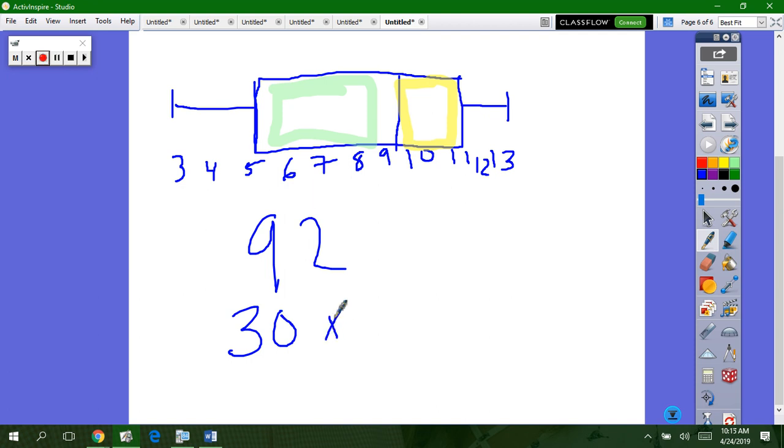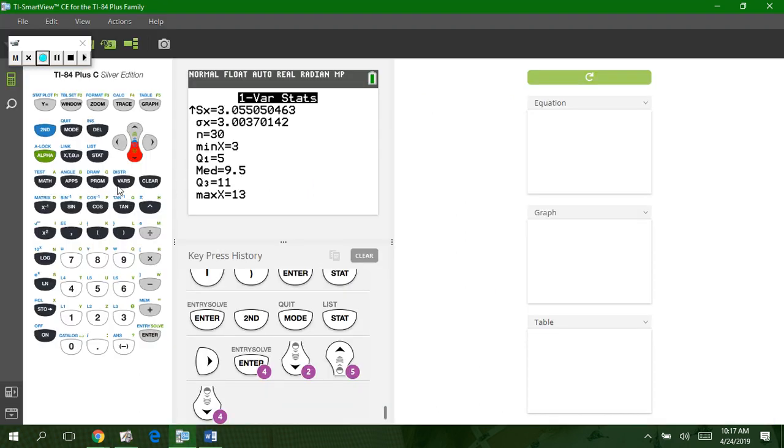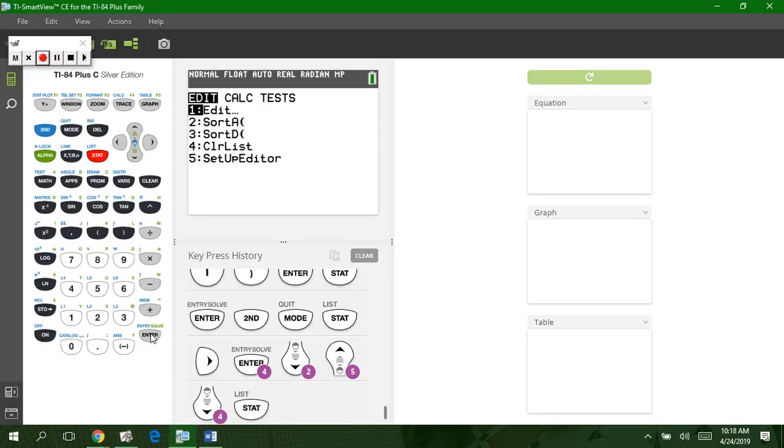Well, it's not the exact way, but this is how I've been taught to teach it for you guys: I'm going to multiply it by 0.92. Can somebody tell me what 30 times 0.92 is? It's 27.6. That wasn't too hard. Does that mean the shoe size is 27.6? What does it mean? I go back to my list, back to our stat edit list.